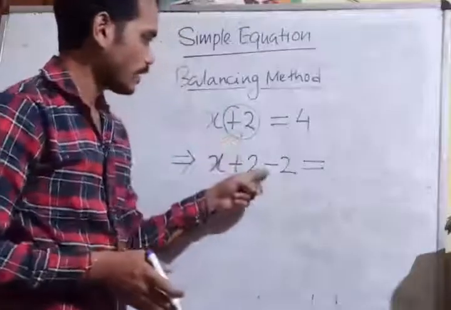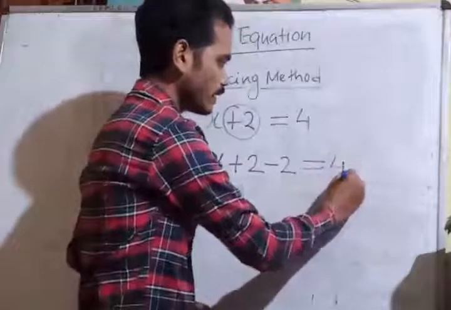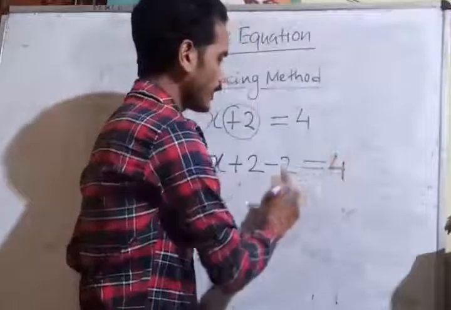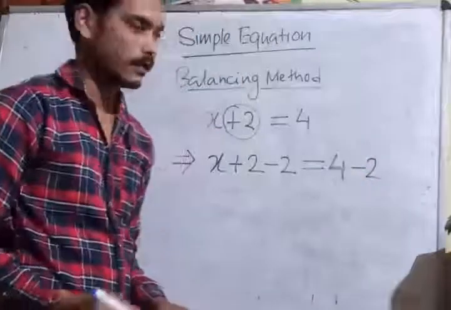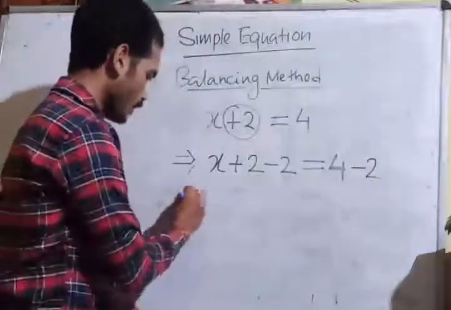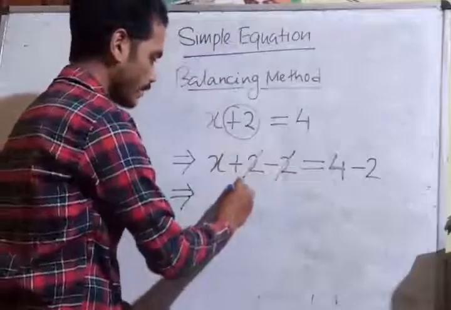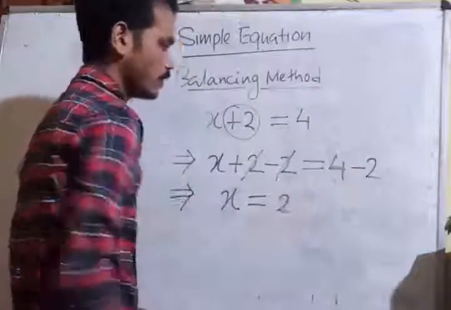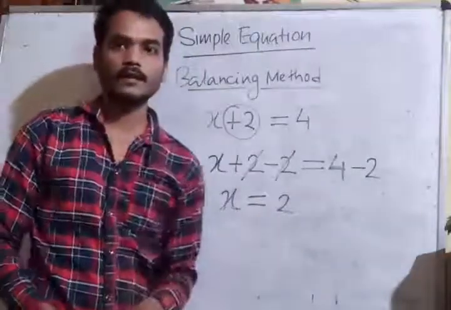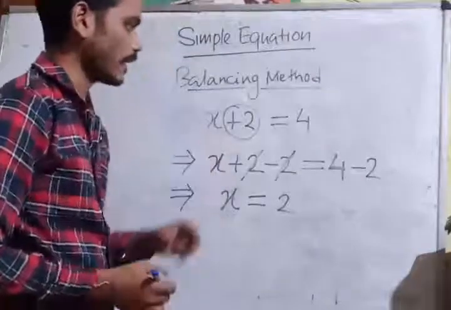That is why this is our balancing method. So as you have subtracted 2 from the left hand side, the same thing you will do in the right hand side also. This is 4 minus 2 you have to do in the right hand side also. Now what you will get: +2 and -2 cancel, you will be left with x equal to 4 minus 2, which is 2. So this is how you can solve an equation by using the balancing method, when plus and minus will be there.